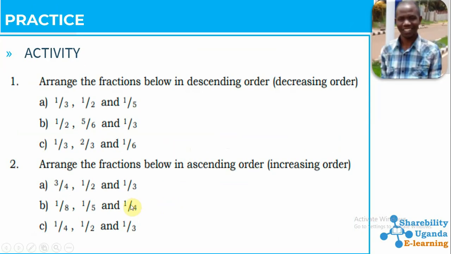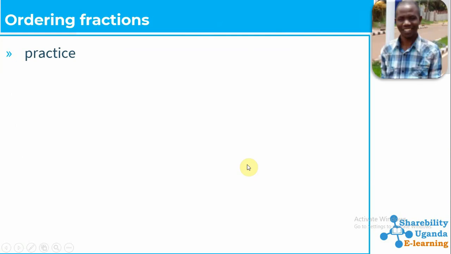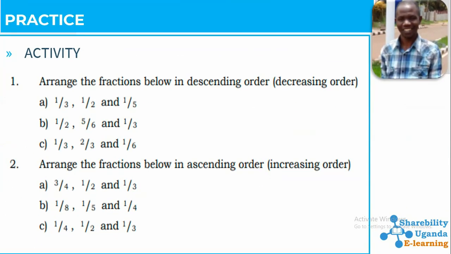So these are our questions that we are able to look at, and we are able to solve out our activity where we had number 1, and we are able to solve out how we come up with this and arrange them in a descending order. So we have our question 2, and they are saying arrange the fractions below in ascending order. When they say ascending order, that simply means we are going to arrange them from the smallest to the biggest. Here they have even put increasing order. It should start from the smallest and go on increasing.